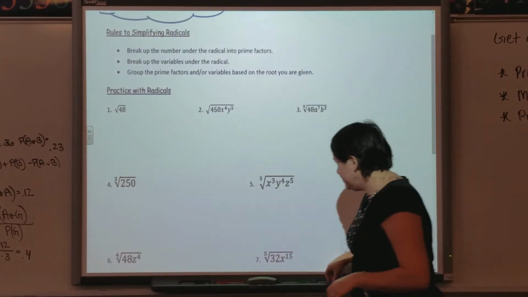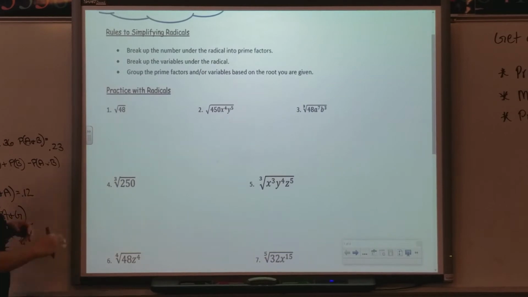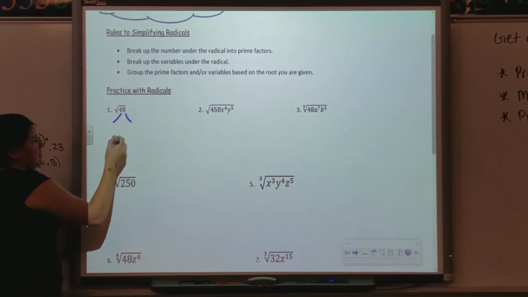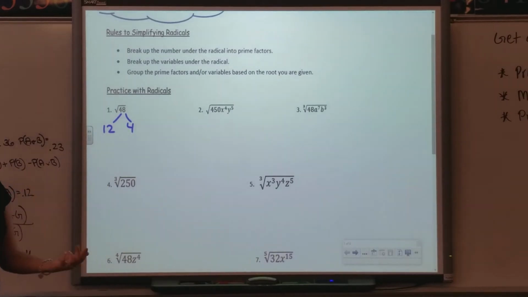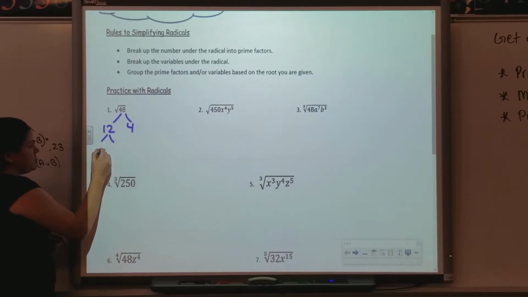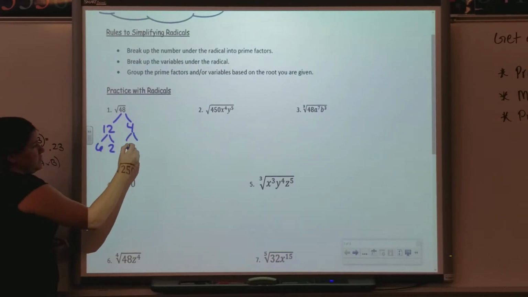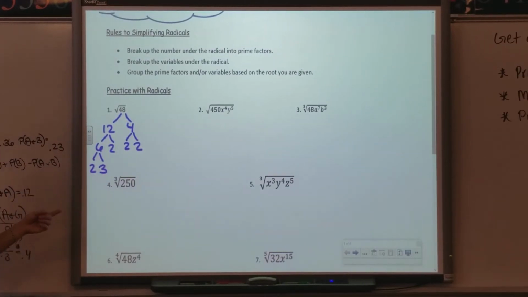So number one, and again, it doesn't matter how you break it up as long as you end up with prime numbers. You're usually going to have twos and threes, maybe some fives. So for 48, I'm going to start with 12 and 4. You can do 16 and 3, you can do 24 and 2, it doesn't matter. Then I'm going to break up the 12, we'll do 6 and 2, and the 4, we'll do 2 and 2, the 6, keep going, into 2 and 3. So there's your prime factorization.